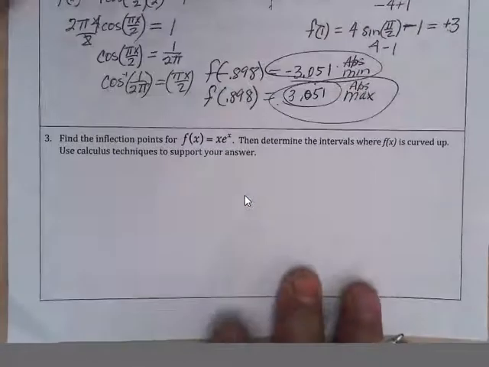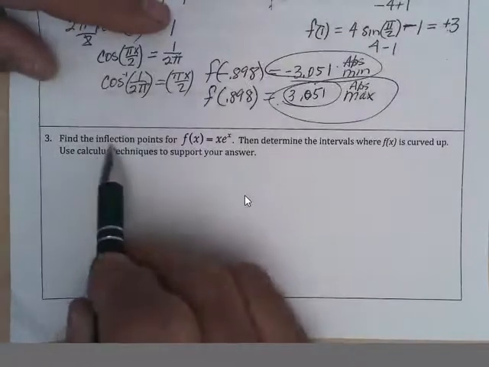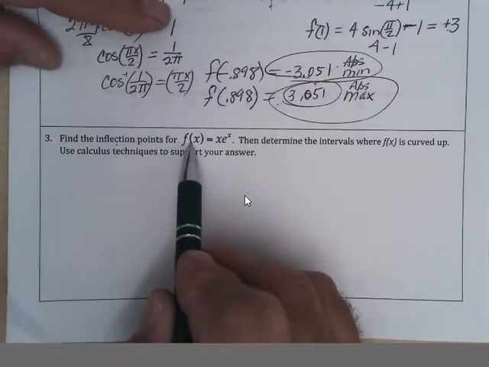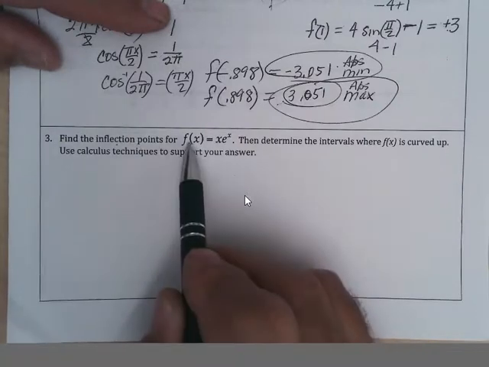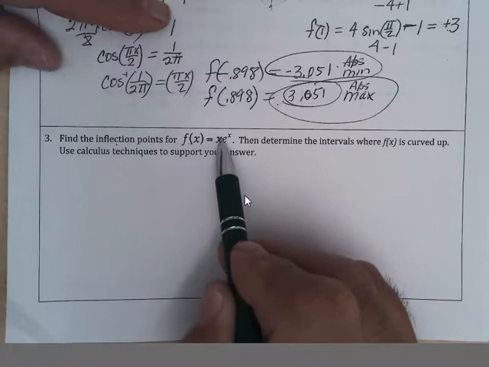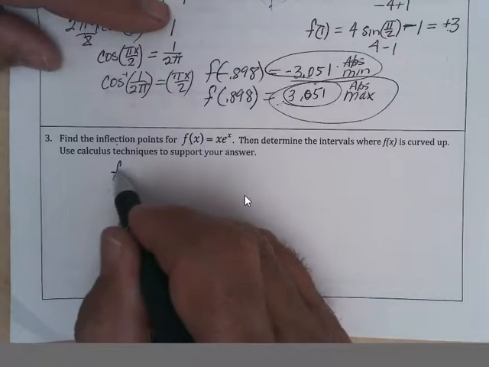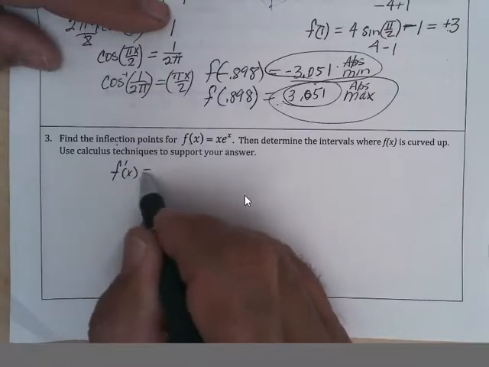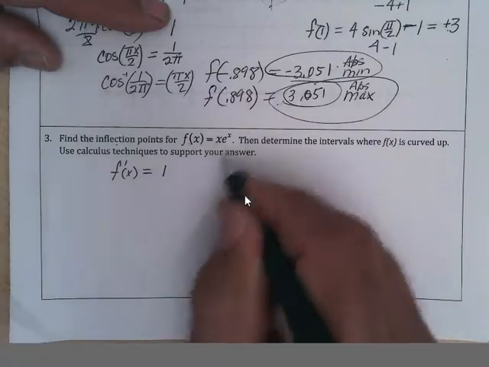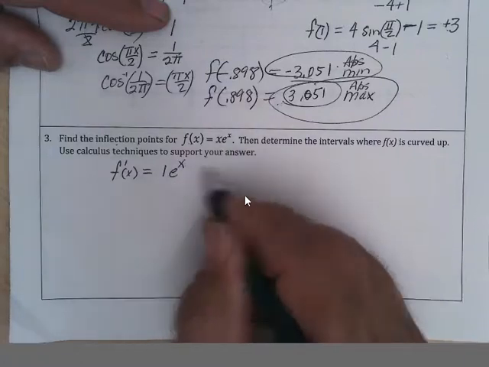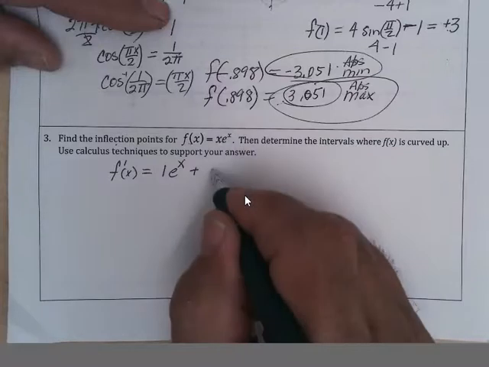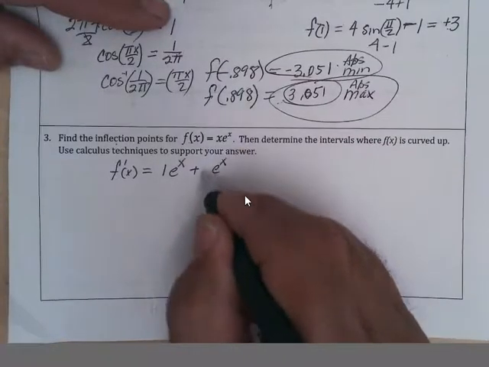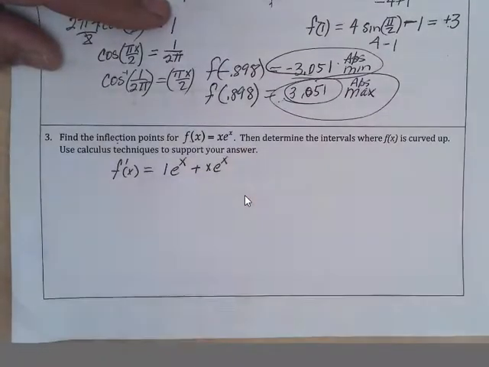Okay, number 3. Find the inflection points. That's where the curvature changes. So we have to get the curvature, which is the second derivative. This is a product. So the first derivative is going to be the derivative of x times e to the x, plus the derivative of e to the x, which is e to the x, times the first. And so that's the first derivative.